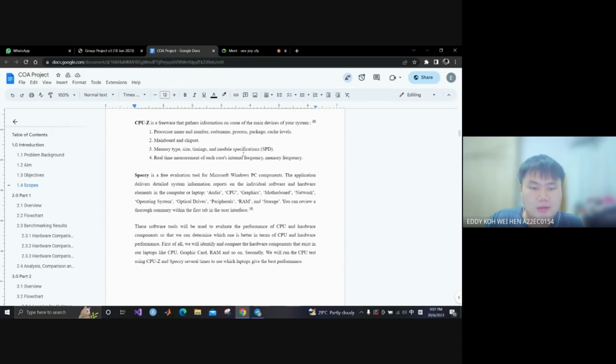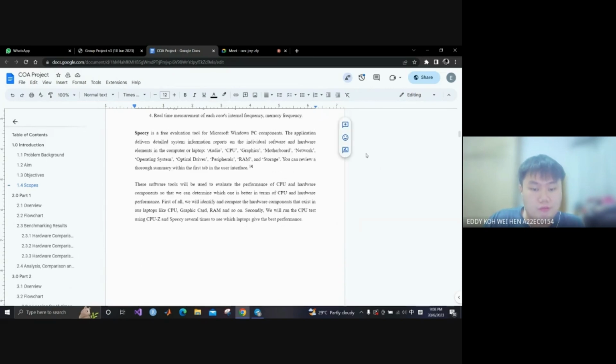The other one is Speccy. It is a free evaluation tool for Microsoft Windows PC components. The application delivers detailed system information reports on the individual software and hardware elements in the computer or laptop: audio, CPU, graphics, motherboard, network, operating system, optical drive, peripherals, and RAM and storage. We can review a thorough summary within the first step in the user interface.